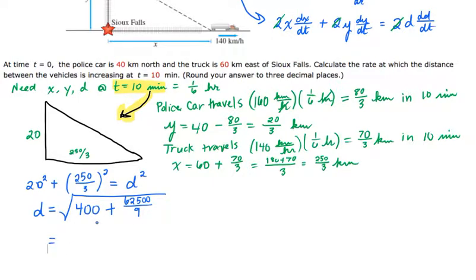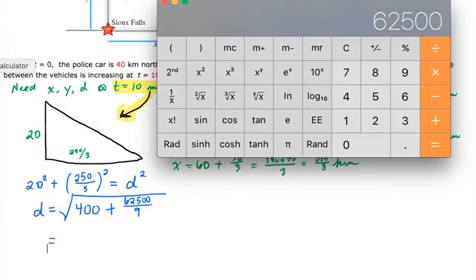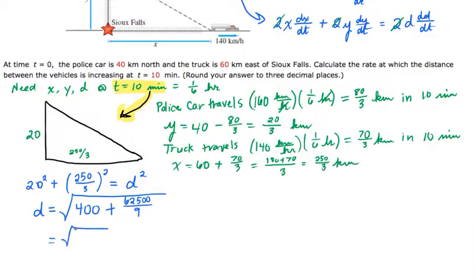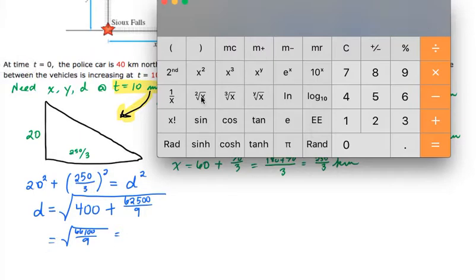And I think I'll go ahead and get a common denominator here. Not that it necessarily will simplify, but it will a tiny bit. So let's multiply 400 times 9 to get 3,600. So 3,600 plus 62,500 is 66,100 over 9. And of course the square root of 9 is 3. I highly doubt that we are going to be able to simplify that.